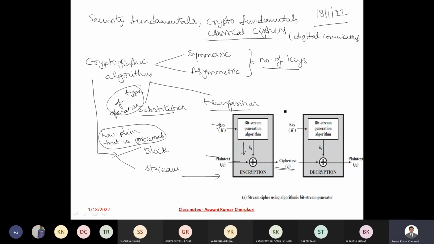And at the receiver, you again perform decryption bit by bit. When I say bit by bit, you are actually doing it alphabet by alphabet. So you take the ciphertext stream and perform the decryption with the help of your key stream. So it is stream-based encryption. Now, what happens in the case of block-based encryption is this.